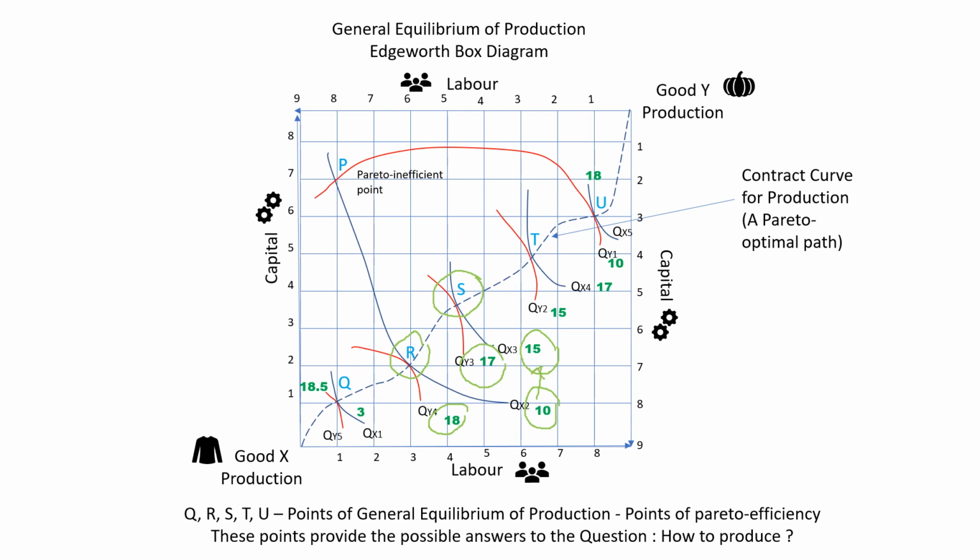If you move from point S to point T, then in this case the output of food falls by 2 units, and the output of clothing also increases by 2 units. So the amount of increase that we are getting for each unit sacrifice of food is falling.